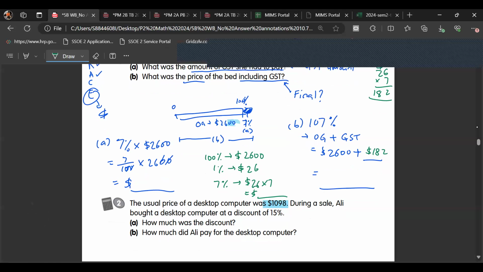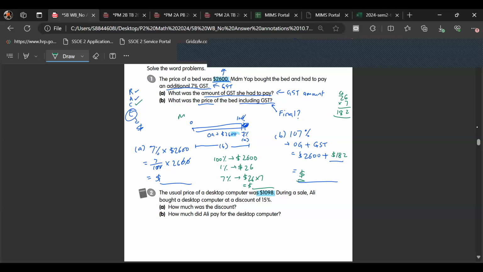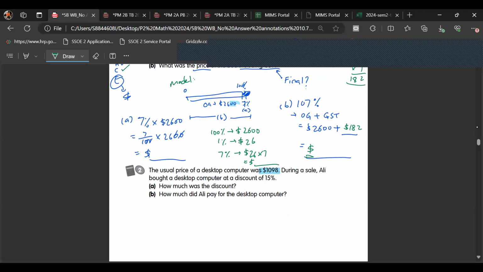Okay, moving on to the next one. So you can choose, I chose, check your units, okay? The unit is half a buck. You missed out: one unit is half a buck for each part. So you can choose whether you want to draw the model. You can choose either method A or method B, the fraction method or the equivalent method. Okay, then the next question on the desktop computer.